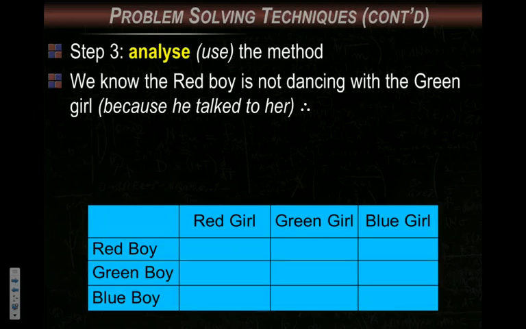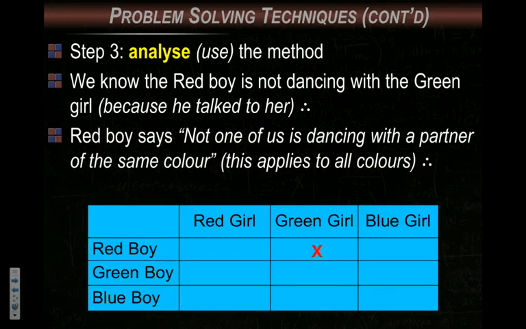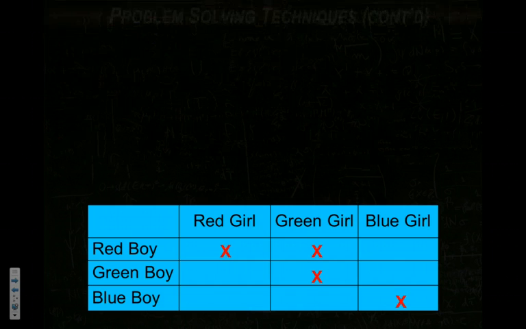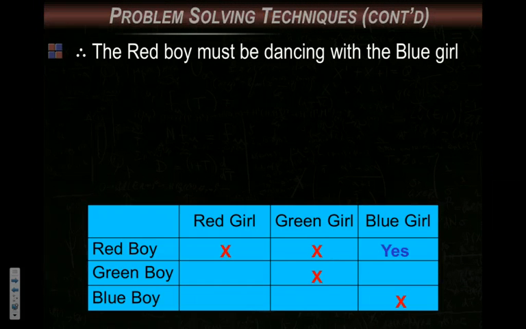So we know red boy is not dancing with green girl, because that's who he talked to while he was dancing with someone. So I know red boy is not dancing with green girl. That is awful, but oh well. He also said, not one of us is dancing with a partner of the same color. So I can start Xing some of those out. It is lasers, yeah.